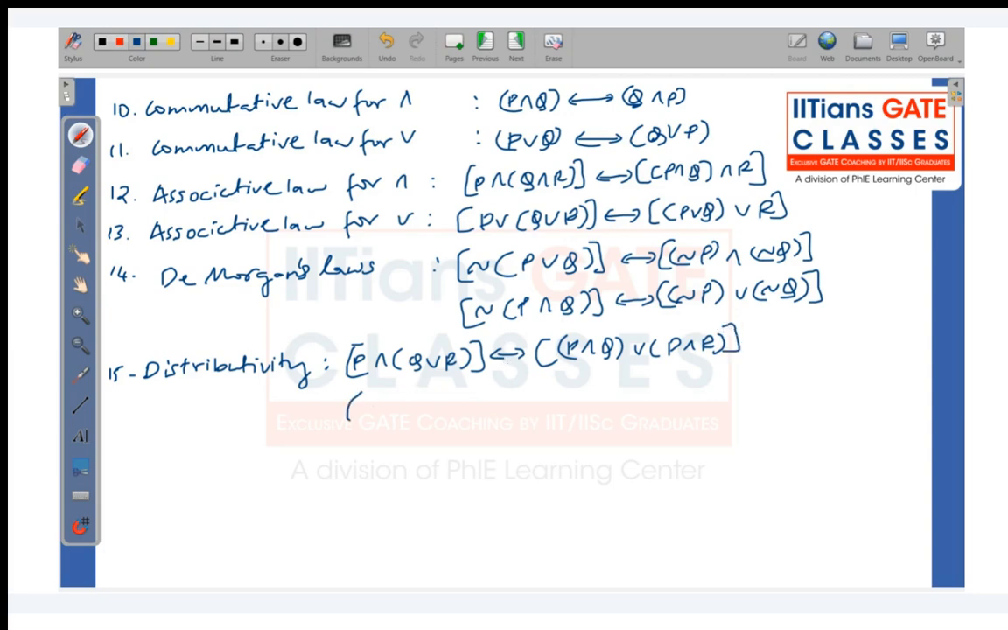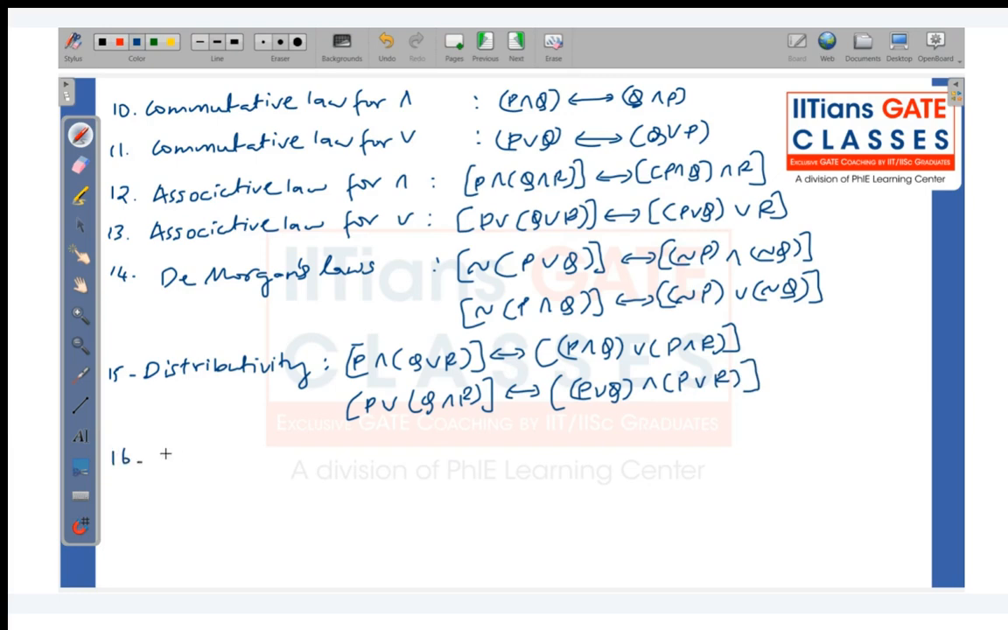And the other way also works around. P or (Q and R) implies (P or Q) and (P or R).